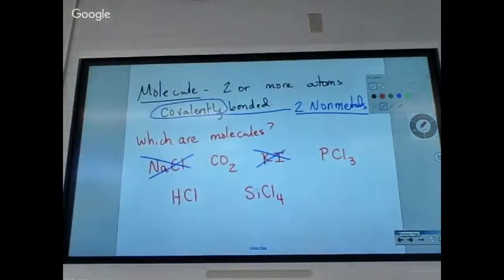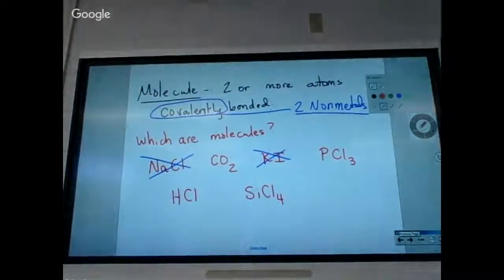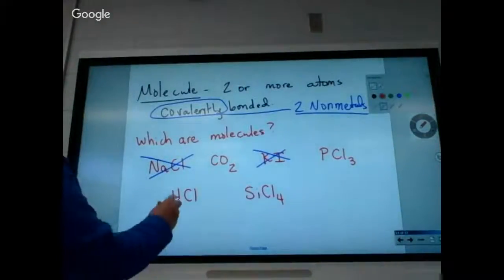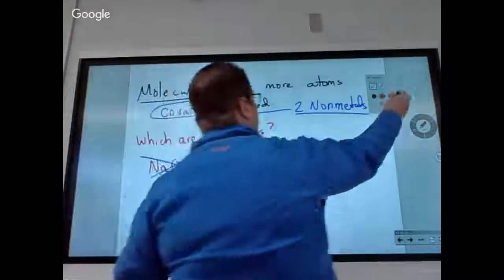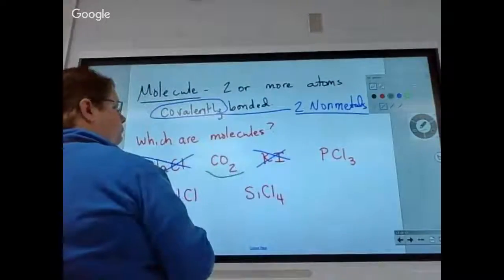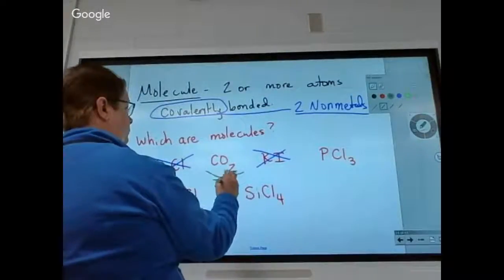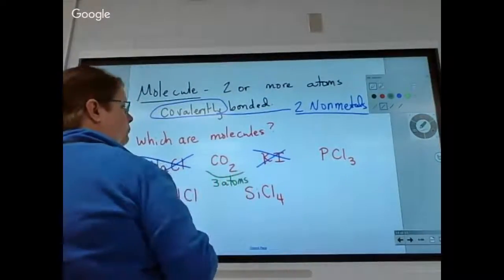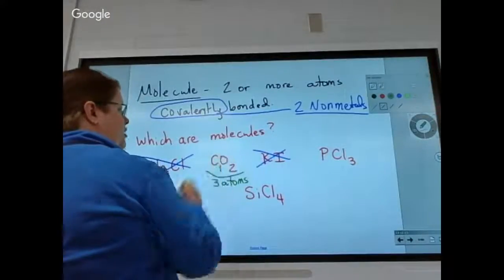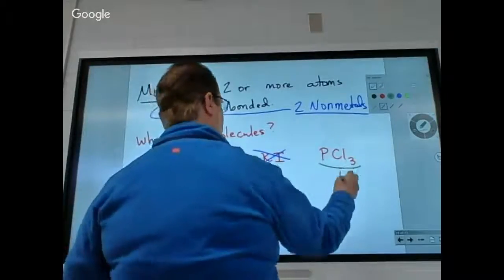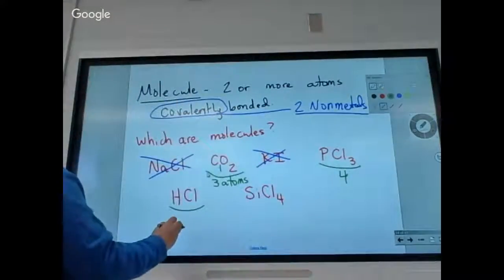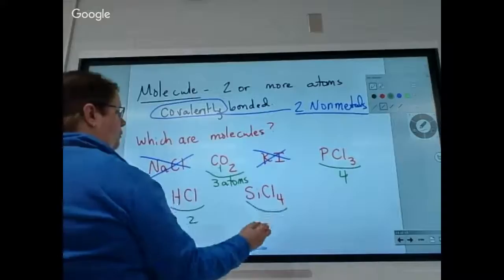In order to be a molecule, you have to be what? You have to be covalently bonded. The number of atoms does not matter. How many atoms are here? Let me change colors. How many atoms are here? 3. Do we know how we got 3? 1. 1 plus 2 is 3. How many are here? 4. How many are here? 2. How many are here? 5.